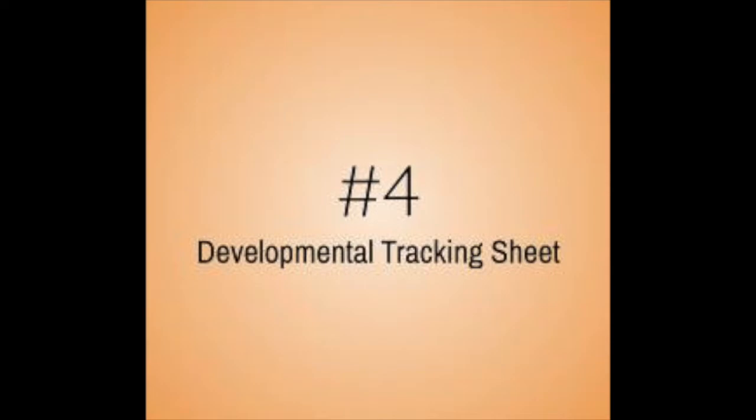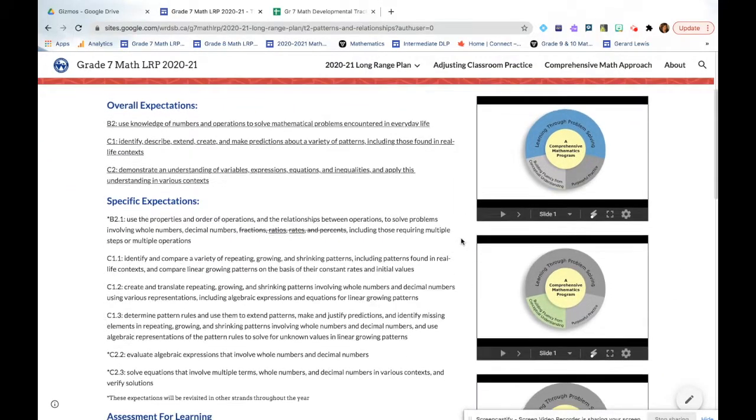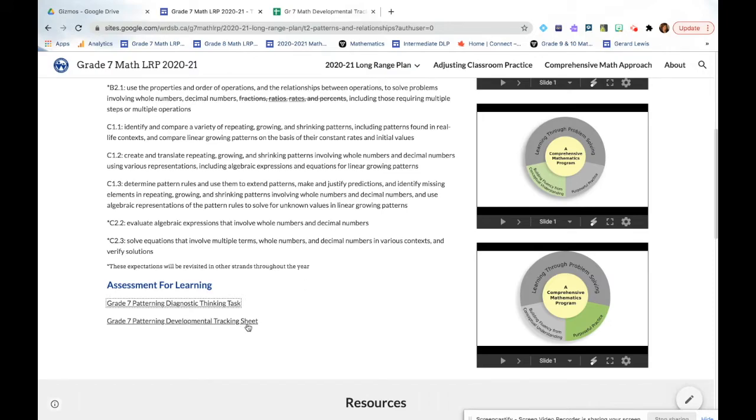The second slide in this task contains teacher notes and observational look-fors. To complement the diagnostic thinking task, a developmental tracking sheet has been created to help you monitor the growth of student learning. Again, when you click on the link, you will be asked to create your own copy.